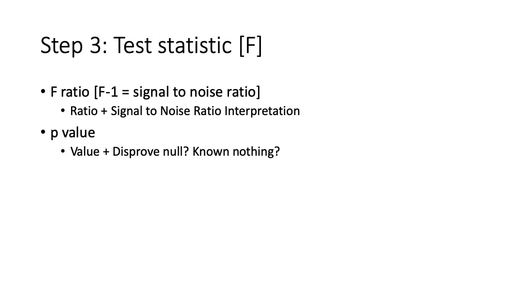All right, step number 3, calculate your test statistic F. And remember that our F ratio is important. F minus 1 tells us our signal to noise ratio. I've talked about this before. I would like a signal to noise ratio interpretation. So F minus 1 is the signal to noise ratio. And our p-value, did we disprove the null? Do we know nothing? Essentially, those are the two things we have to say, our signal to noise ratio and our p-value.